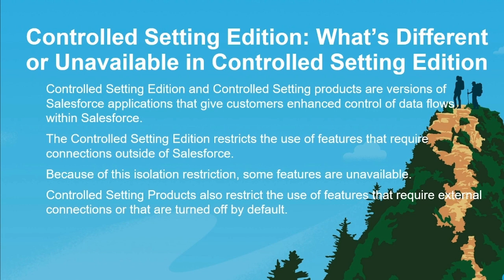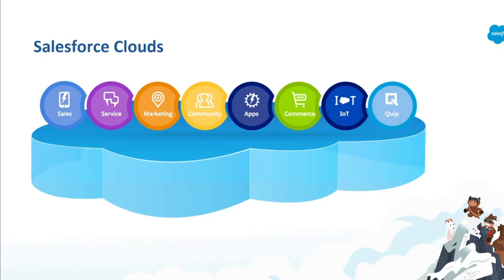So we have to use a certain set of features, and we cannot use certain others, because all the features are interconnected. They have connections, and that too outside of Salesforce also. So there is a restriction on the usage of those features. Because of this restriction, some of the features are unavailable, as I already told. Now these products restrict the use of features that require external connections or that are turned off by default.